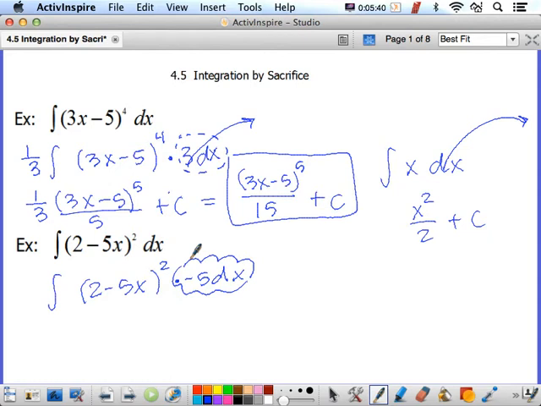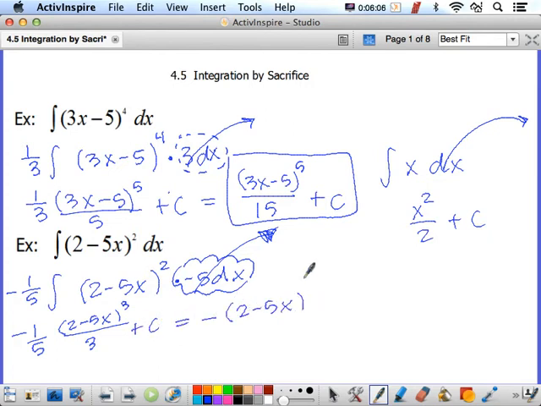But if I make up a -5, I have to balance it out front with a -1/5. Once I sacrifice this and reverse the chain rule, I can just add 1 to the power and divide by the new power. So I have -1/5 (2 - 5x)^3 over 3 plus c. And see that we got the exact same thing as we did the first time without all the trouble. Now some people don't like this. I don't know why. They prefer to go through using substitution, and that's okay.